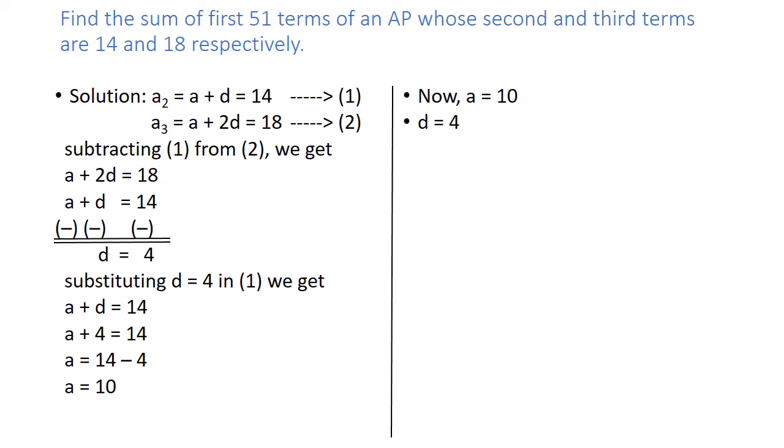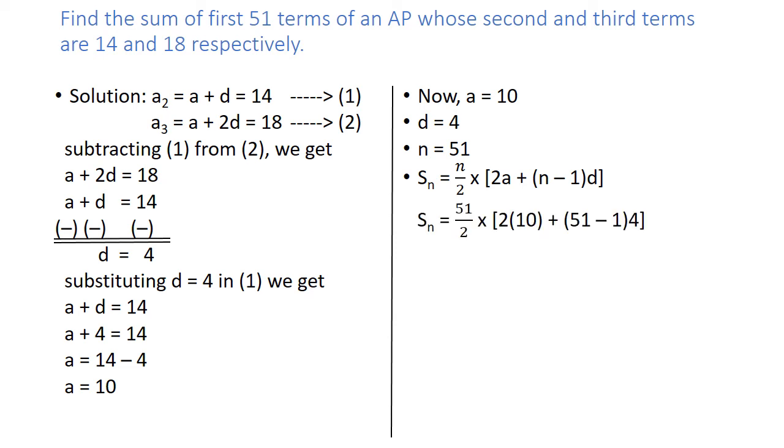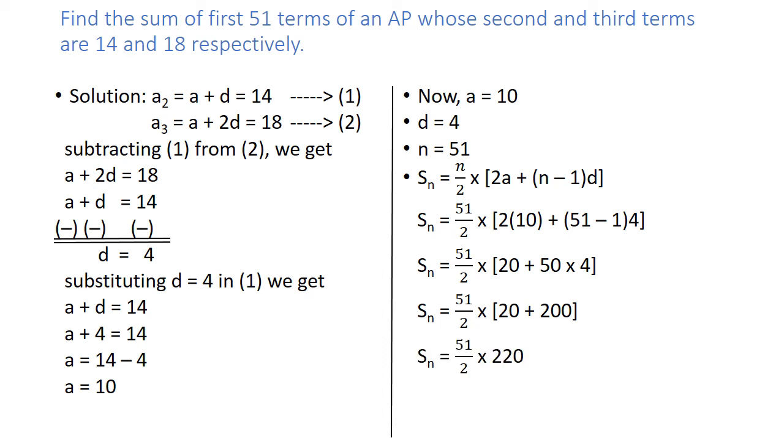Now a is equal to 10, d is equal to 4 and n is equal to 51. Let us find out Sn. We'll write down the Sn formula and substitute the values. We must substitute the values correctly: in place of n, 51; in place of a, 10; again in place of n, 51; in place of d, 4. 2 into 10 is 20. 51 minus 1 is 50. 50 into 4 is 200. 200 plus 20 is 220. Now cancelling 220 by 2 gives 110. 51 into 110, how much do we get?